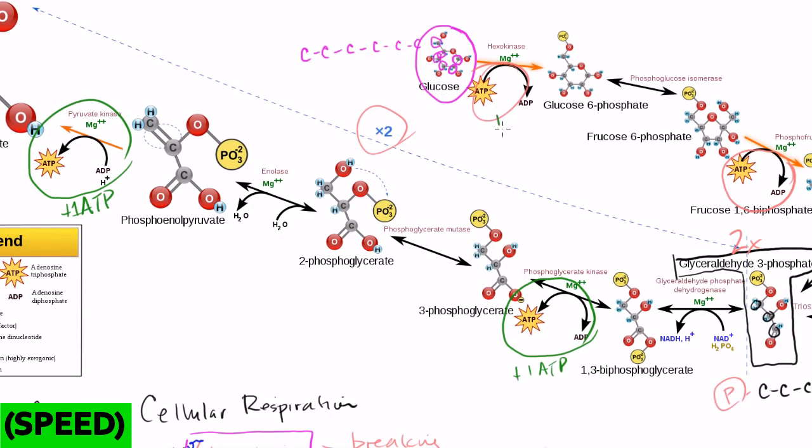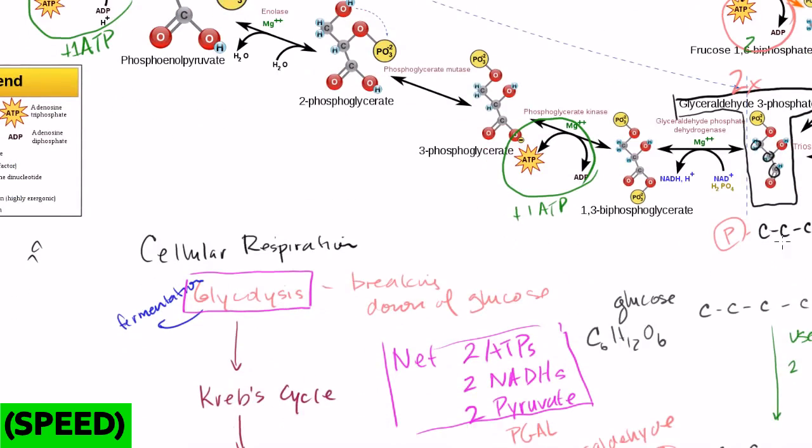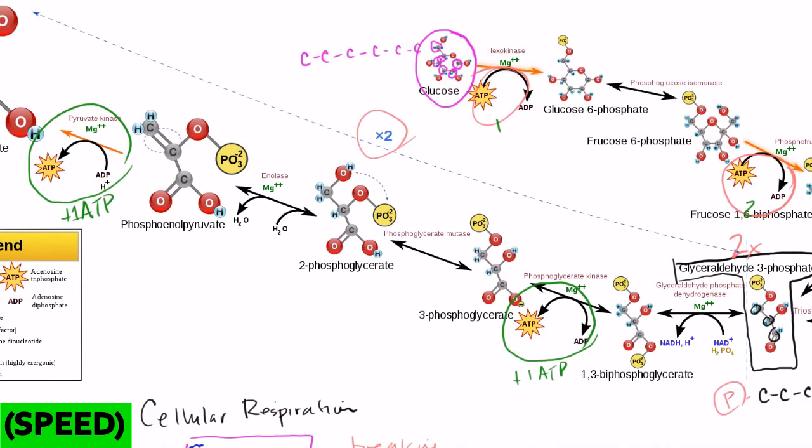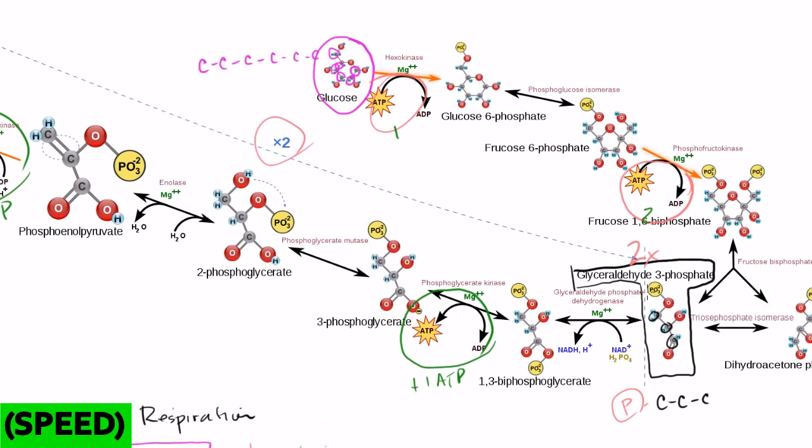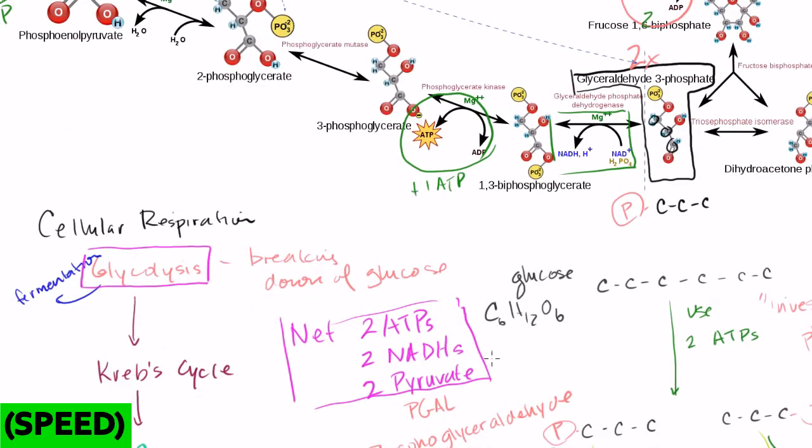In the investment phase, we used 2 ATPs. So total net ATPs directly generated from glycolysis is 2 ATPs, right? 4 gross produced, but we had to invest 2 in the investment phase. And then the NADs and the NADHs we see right here. For each phosphoglyceraldehyde, or glyceraldehyde 3-phosphate, or PGAL, whatever you want to call them, at this stage right here, you see that we are reducing NAD plus to NADH. So this happens once for each of these compounds, and obviously there are 2 of these. Glucose got split into 2 of these guys, so 2 NADHs. 2 NADHs are going to be produced, and later these are going to be used in the electron transport chain to actually each produce 3 ATPs.